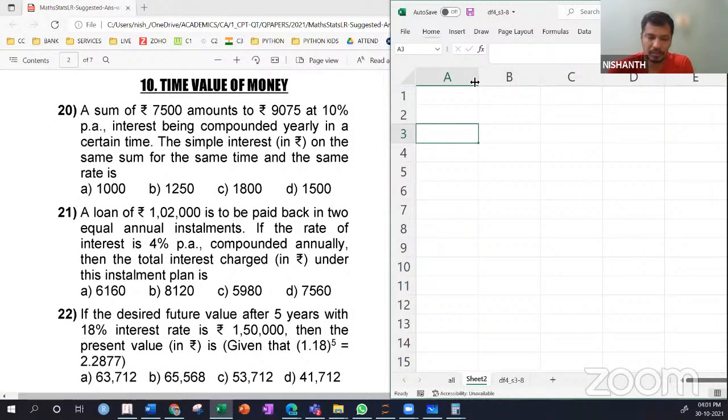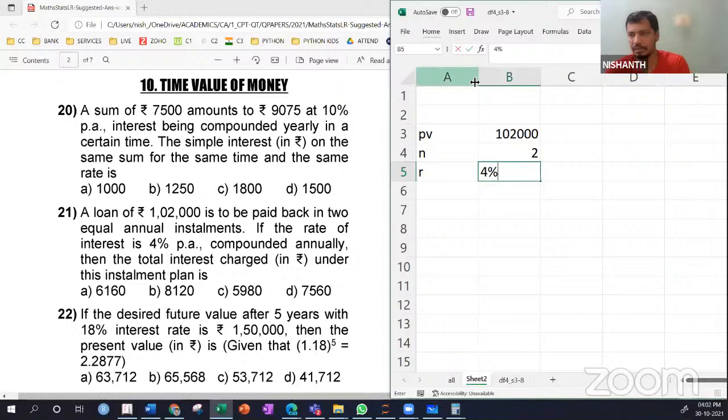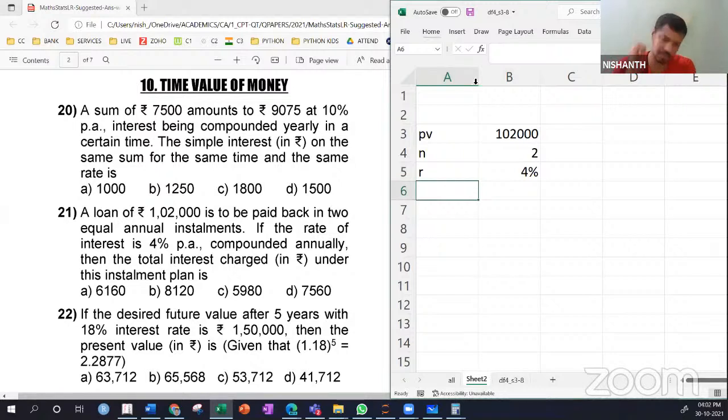So what are they telling? A loan of 1 lakh, so its present value is 1,00,000, is to be paid back in 2 equal annual installments. So N is 2 here. If the rate of interest is 4% per annum compound, then the total interest charged under this installment plan is how much? Okay, so the loan needs to be repaid. So we need to understand how much he repaid. If we can calculate the annuity, then we'll be able to know how much he repaid.